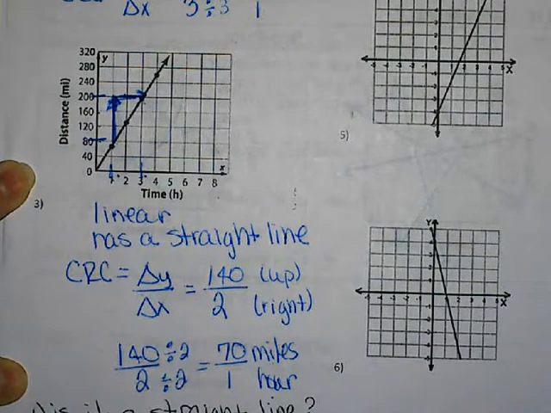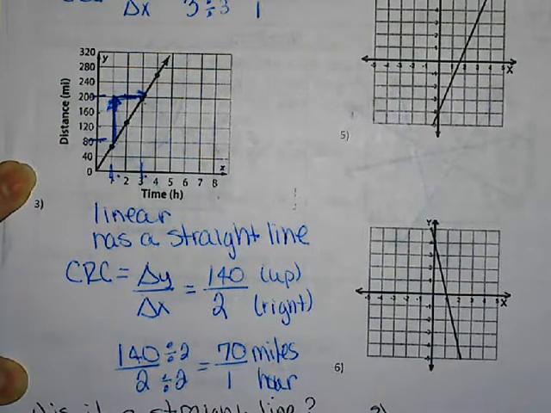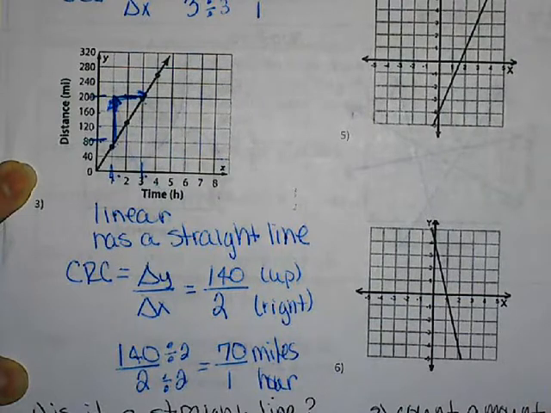Step number 2, you're going to draw a right triangle to connect 2 major points on the line. Step 3, you're going to count the amount going up. This is your change in y.